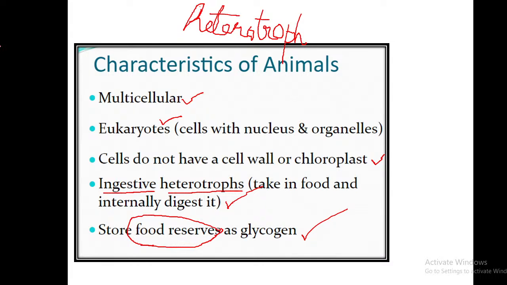They store food reserve as glycogen. These are the main characteristics of animals. അപ്പോൾ ഒരു animal എന്ന് പറയുമ്പോൾ അത് മൾട്ടി സെല്ലുലാർ ആണ്, ഒത്തിരി സെല്ലുകളുണ്ട്. യൂകാരിയോട്സ് ആണ്, കാരണം they have a true nucleus.